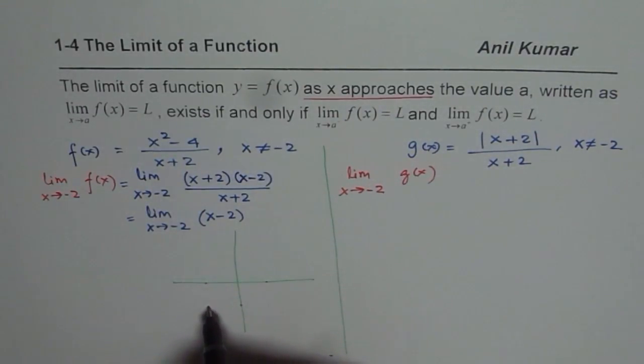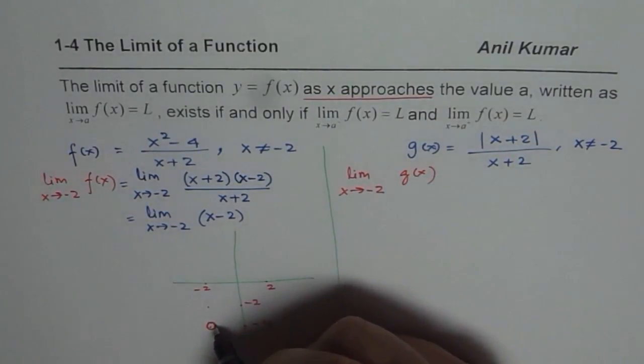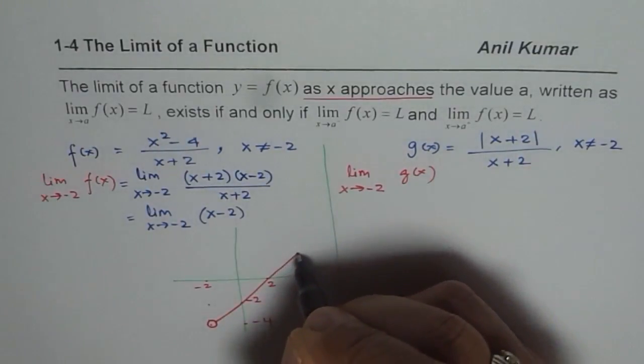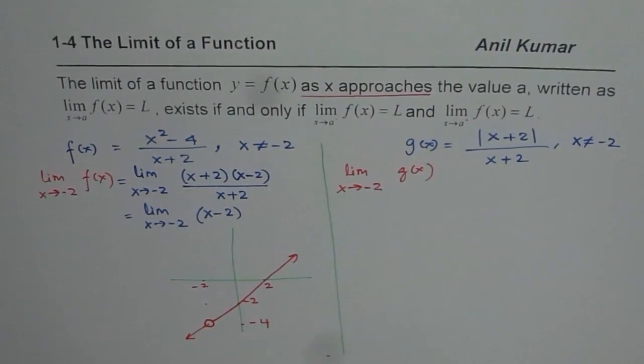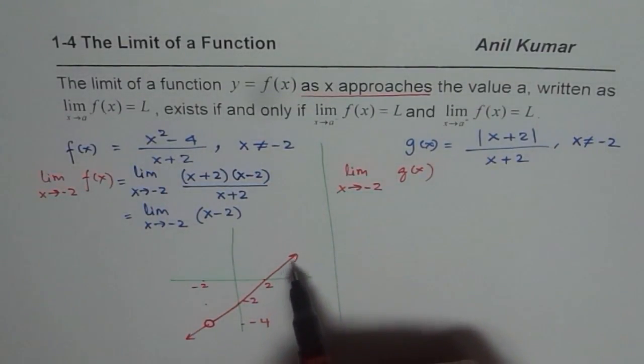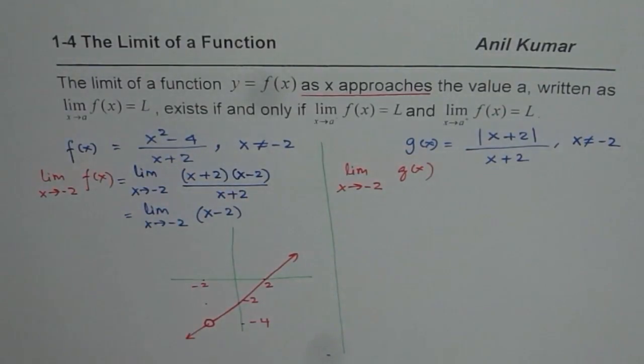So minus 2, and then this is minus 4 for me, okay. So here it is not defined. This is minus 4 for me, okay, and that is minus 2. Okay, this is 2, this is minus 2. So I'll sketch this line here. It is defined all throughout like this, but not at this point. That's the whole idea. I hope you can see it. So this straight line represents our function f of x, x square minus 4 divided by x plus 2.